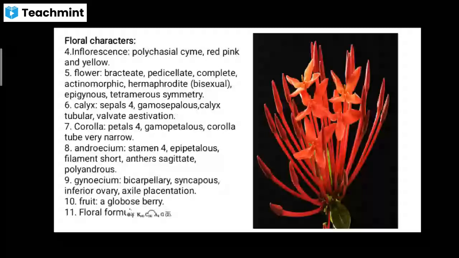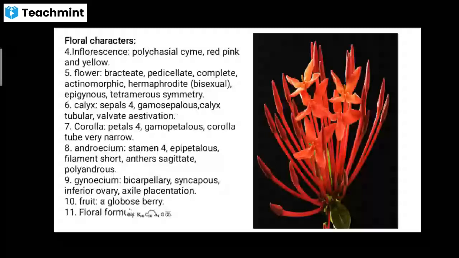Then the androecium. In the androecium, four stamens are present and they are epipetalous. They are attached to the petals. Then the filament is short and the anther is sagittate and polyandrous. That is, they are in polyandrous condition and they will be sagittate. That is, the attachment of the filament is from the inner side of the anther.